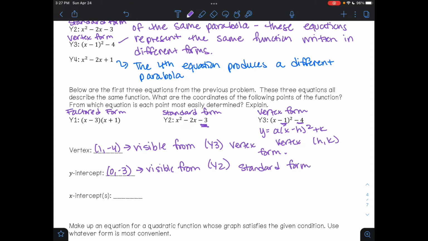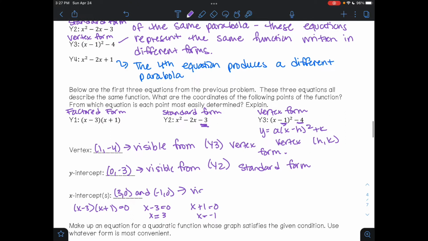And then our x-intercepts, we have two x-intercepts, and I can see those right here from our factored form. So if I have x minus 3 times x plus 1 equals 0, I can set each of those factors equal to 0 and solve, giving me positive 3 and negative 1. So I'll have the ordered pairs 3, 0 and negative 1, 0. And this is visible from factored form.